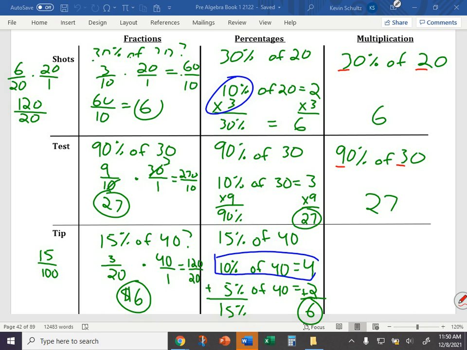Now where kids get tripped up here is in the last one where it's 15% of 40, and the answer that we know is 6. Folks want to take 15 times 4, which is 60. What's actually happening here, and I've got to let you go, so I'm going to save this for tomorrow.